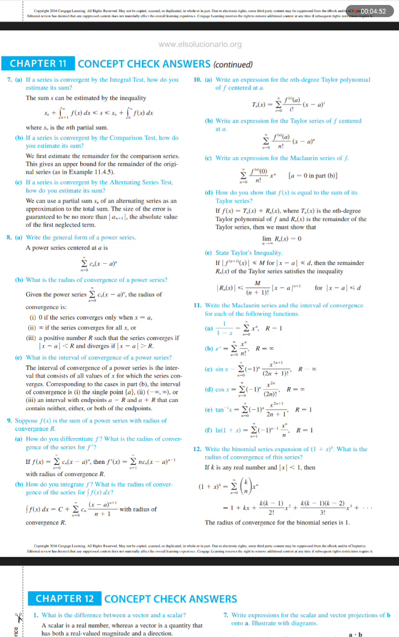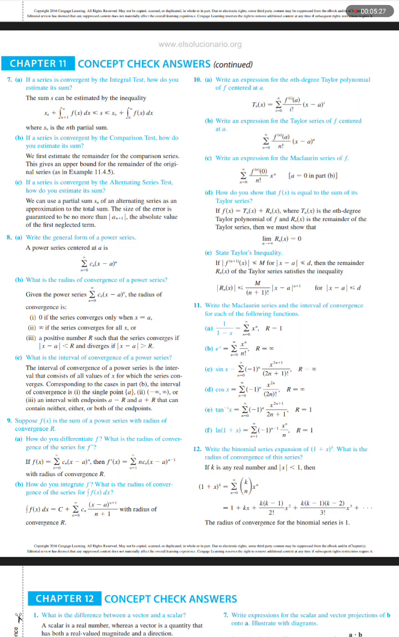How do you integrate f? What is the radius of convergence of the series for the integral of f of x dx? The integral of f of x dx equals C plus the sum from n equals 0 to infinity of c sub n times (x minus a) to the power n plus 1 over n plus 1 with the radius of convergence R.